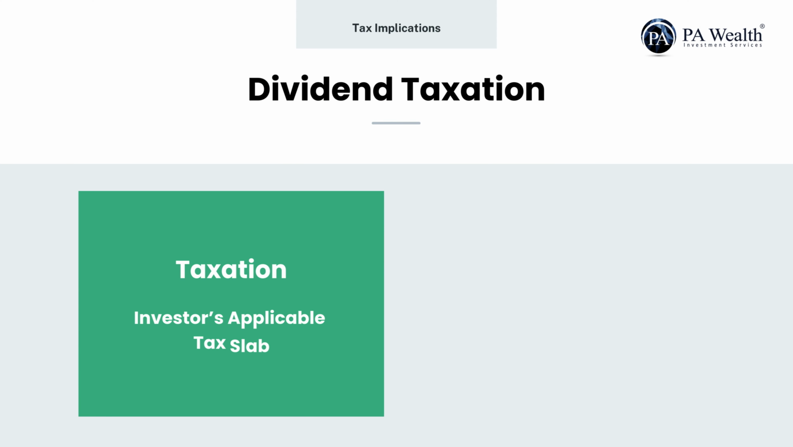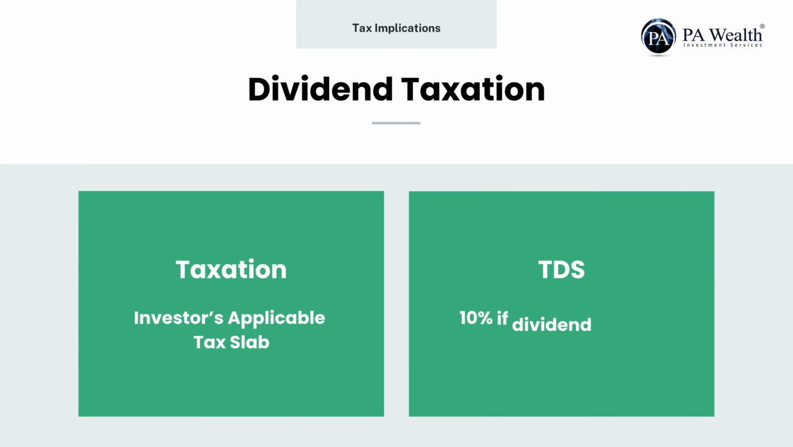Second, dividend taxation. Dividends are added to the income of the investors and taxed according to their respective tax slabs. If an investor's dividend income exceeds Rs 5,000 in a financial year, the fund house also deducts a TDS of 10% before distributing the dividend.